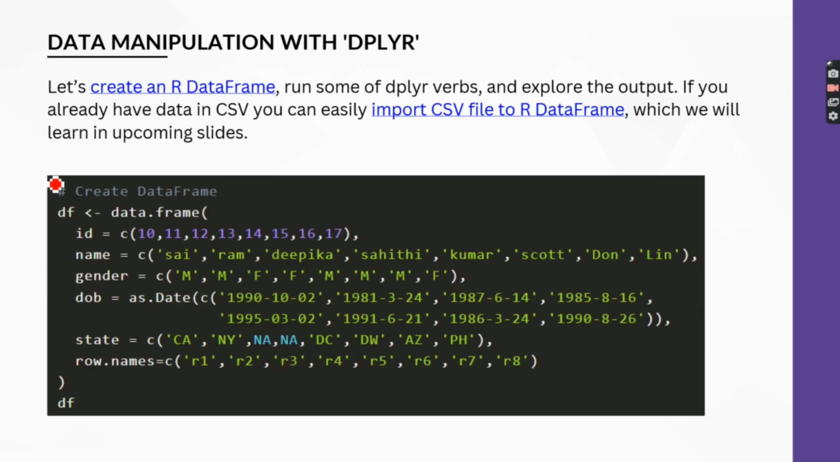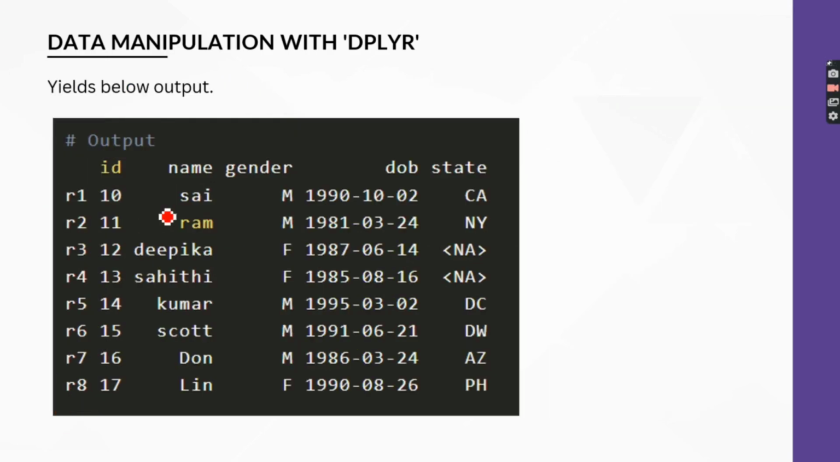So this is how we create a data frame, as we have learned. This is a much larger data frame than what we created before, but it is the same. We are using the data.frame function. We are giving it ID, names, gender, and date of birth. We are also using the function as.Date to save it in date format. We have two NA values, not available, and row.names that will give R1, R2, R3, and we are naming the data frame df. This is our assignment operator, and the output after printing df will be something like this.